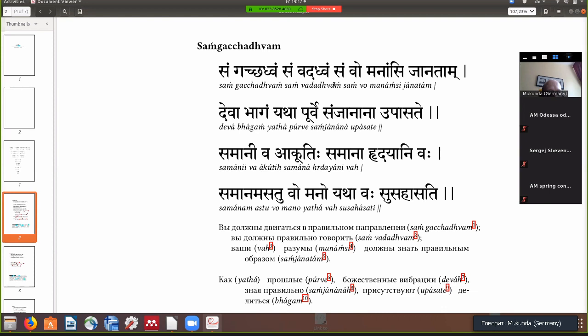And the third sentence is Sam vo manamsi janatam. If you see the second word, here you have an O. And the O you can recognize as this bar with a flag on top.